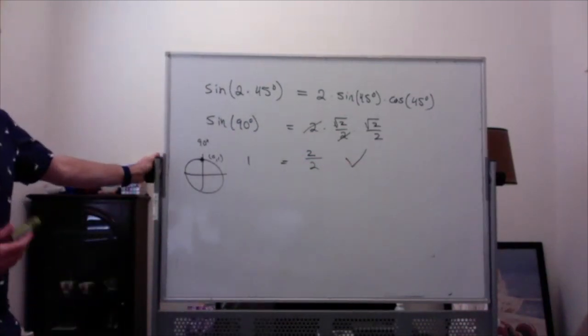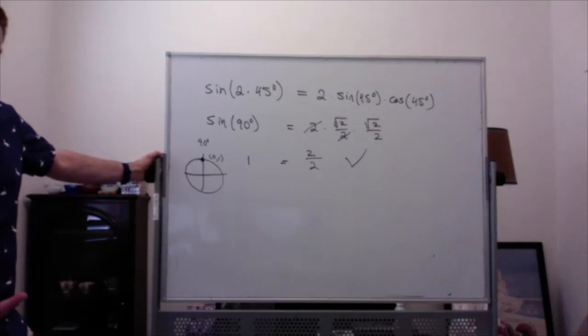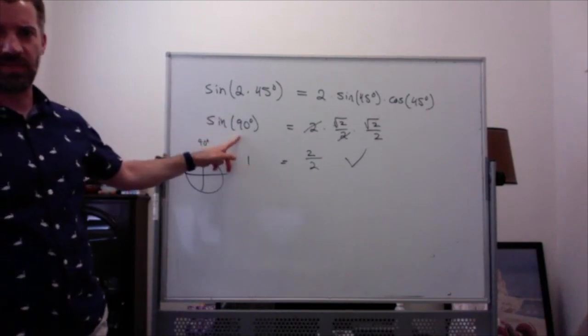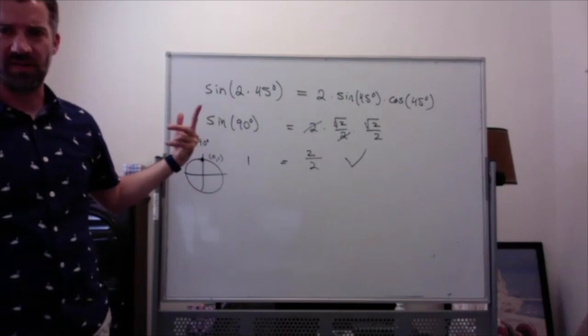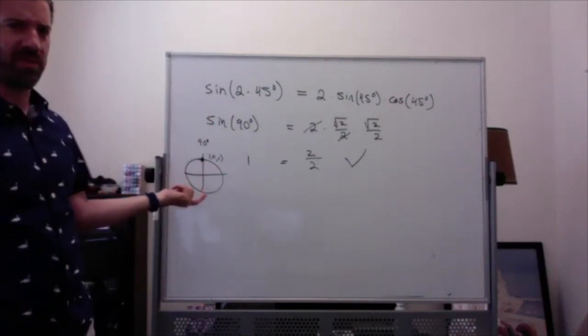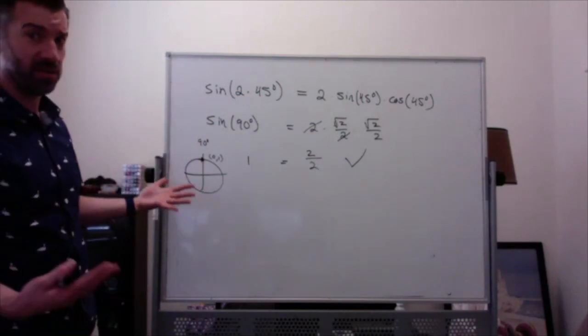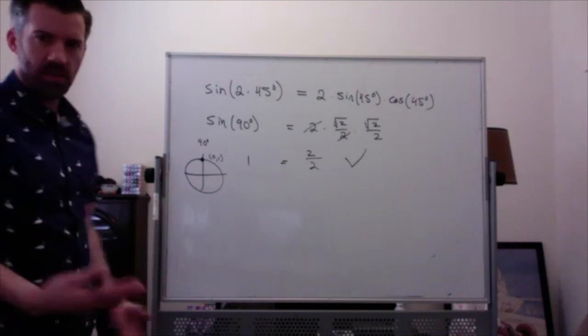But you would never really use the double angle formula to find sine of 90 degrees by saying it's sine of 2 times 45 degrees. You would just use the unit circle and be like, oh yeah, I know that sine of 90 degrees is 1. Which I think just about all of you did.